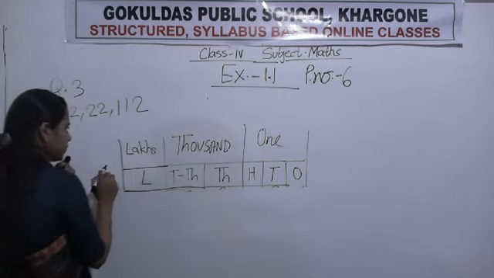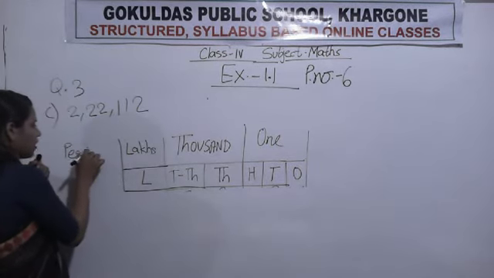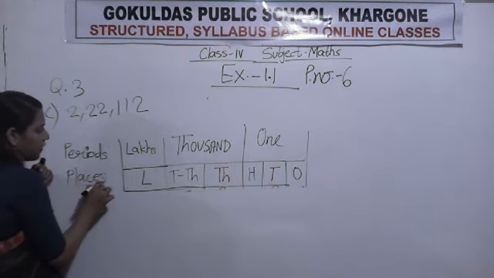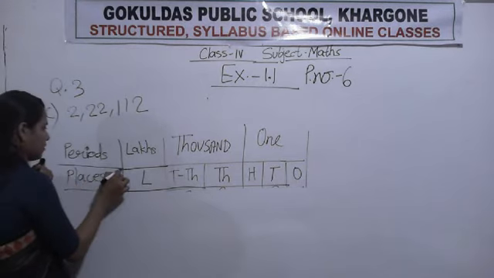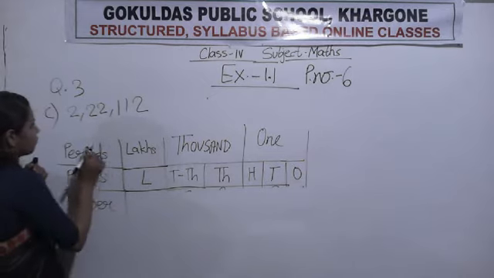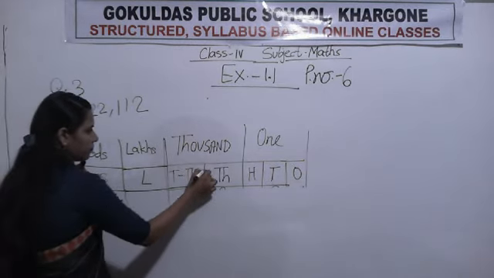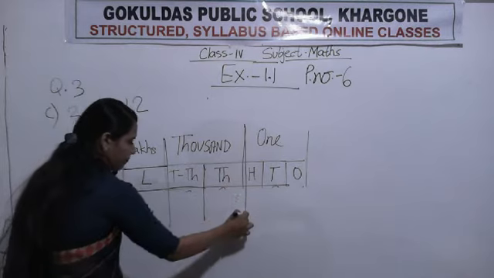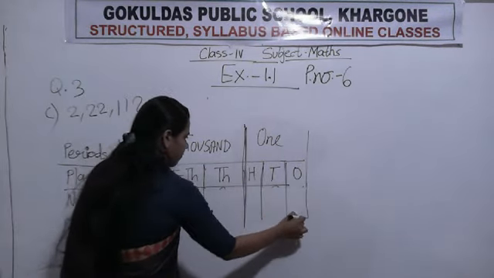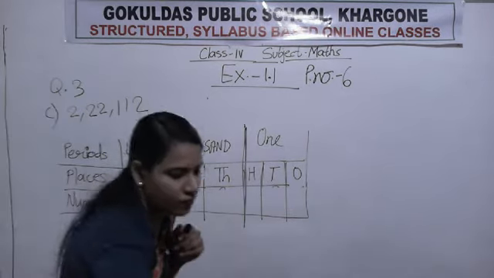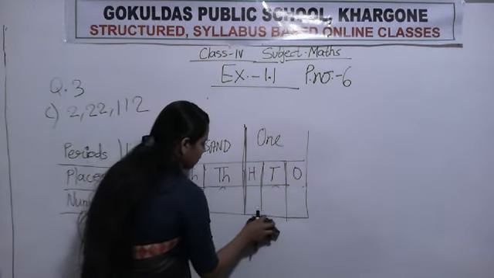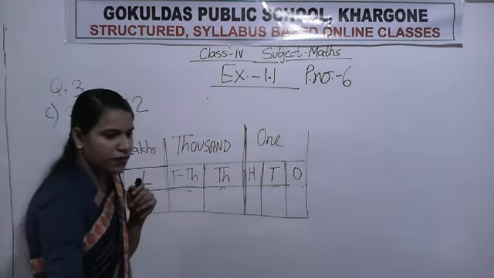Okay, so these are our periods, these are places, and below this you will write the number. So write. Now start putting the given number in the place value table.